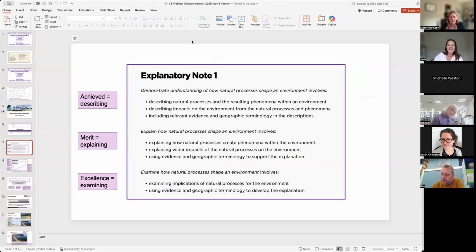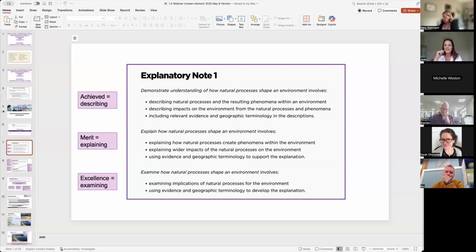So we can see at the achieved level we're describing, and so we're really looking at natural processes and the phenomena, the impacts that result from the processes and the phenomena, and then your use of relevant evidence and terminology. Now, when we move into merit, that descriptor moves to explain, but there's also another couple of changes. So again, explain how the processes, plural, create phenomena in the environment. And then it talks about explaining wider impacts of the processes on the environment. There's no mention of phenomena in this criteria.